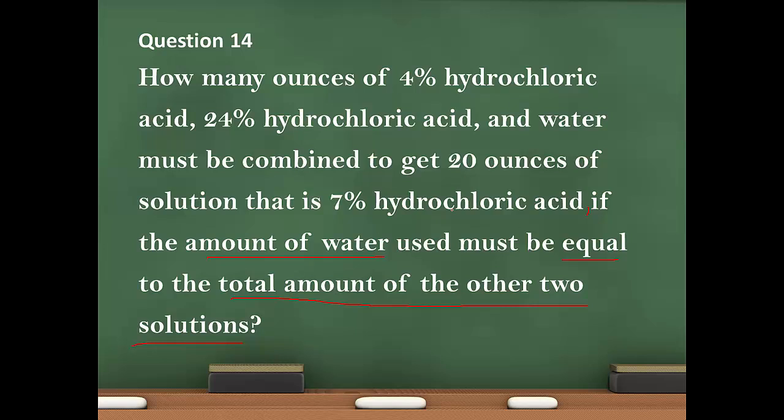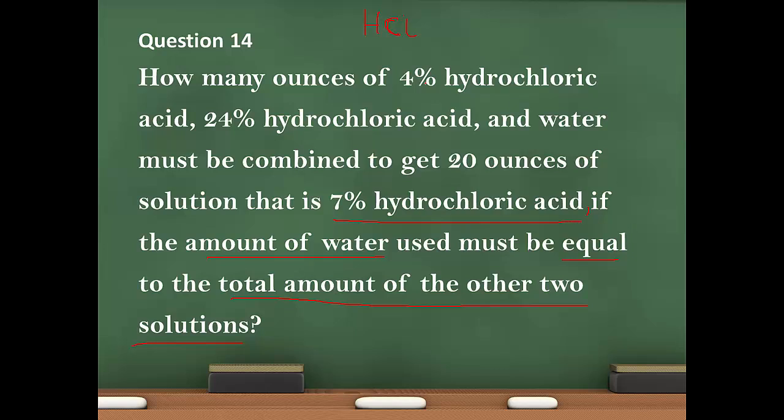So we are talking of two things here. You mix 4% hydrochloric acid, HCl. It's an acid and it's a strong acid. You mix 4% HCl plus 24% HCl plus water. Of course, water is 0 HCl. Water is neutral. It is not an acid. It is not a base. It's neutral. So water is 0% HCl.